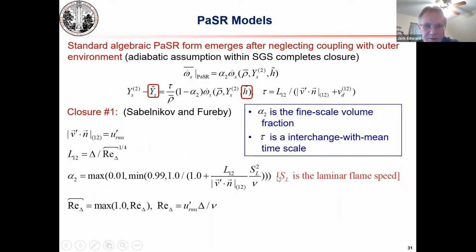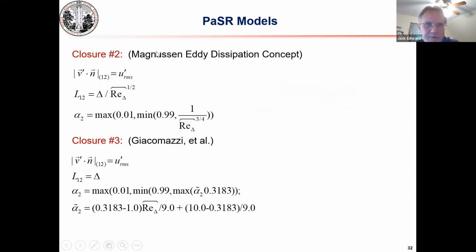You'll note that his model has the laminar flame speed. So you have to give their model a number for this, and that's obviously a reactive influence to the problem. Now, there's some older PASR models. There's Magnussen's eddy dissipation concept, which again I'm putting in my notation here. And then there's a relatively comprehensive study by Giacometti, and they did some fractal-based estimates of some of these terms. And so we tried that one as well.